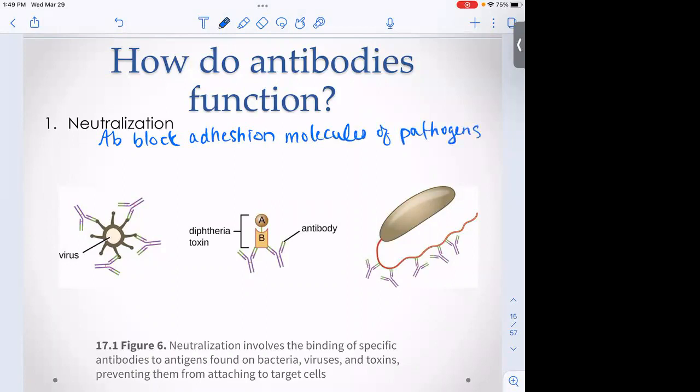Okay, so it could be a bacteria, it could be a virus, maybe even a toxin. Here it shows some antibody binding to the viral spikes. Remember, the spikes are going to be important to attach to host cell receptors. If all those spikes are covered up, then the virus can't infect a certain cell. Here it's showing some antibody binding to a toxin, right? So then the toxin can't act where it's supposed to.